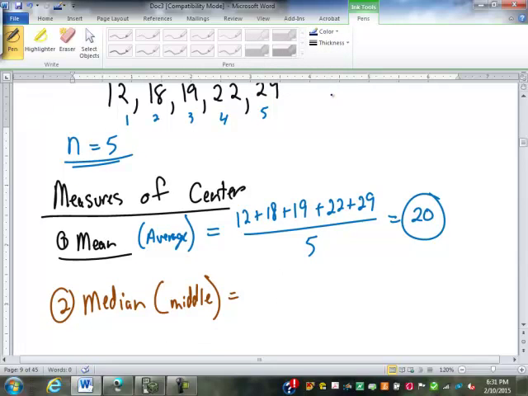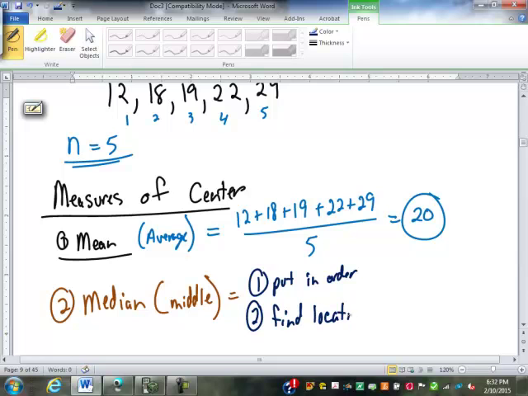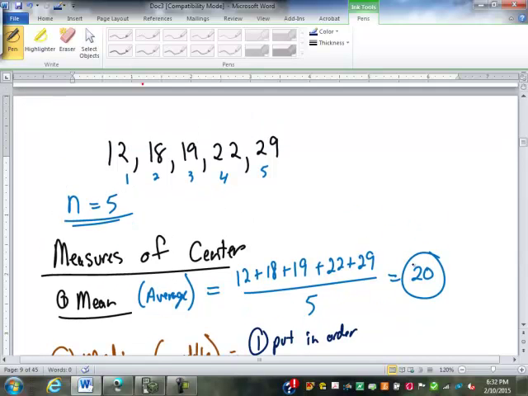So to do the median, we have to do 2 steps. One, we have to put the numbers in order. We already have our list of numbers in order, so that step is done. 2, we need to find the location of the median in this case. Now, in a set this small, we could actually go and cross off the first and the last. The first and the last, what's left in the middle is the median.